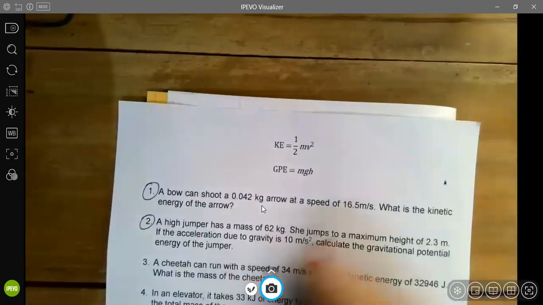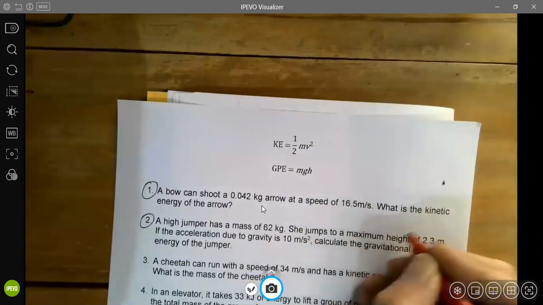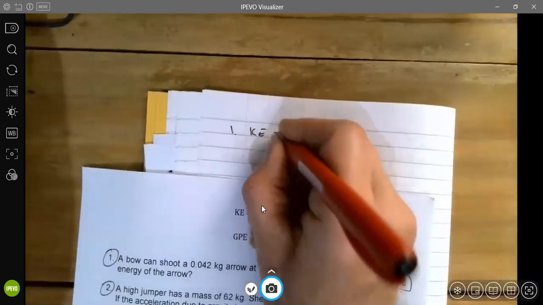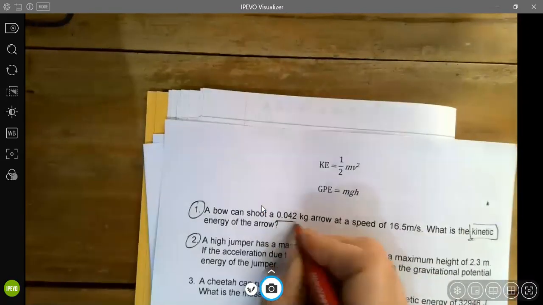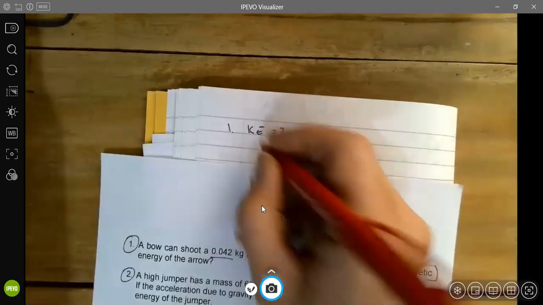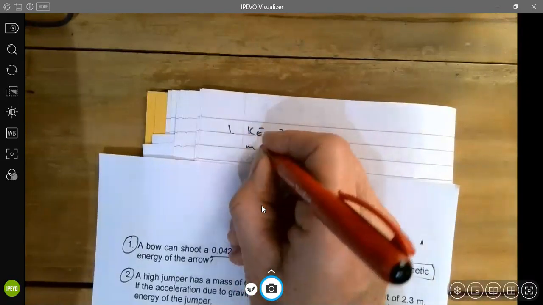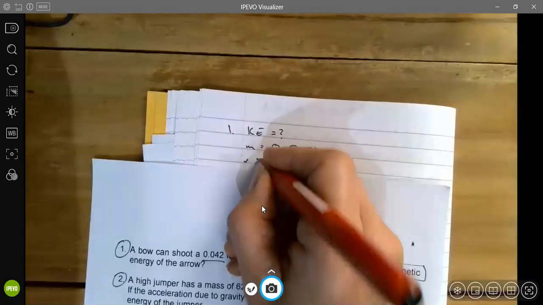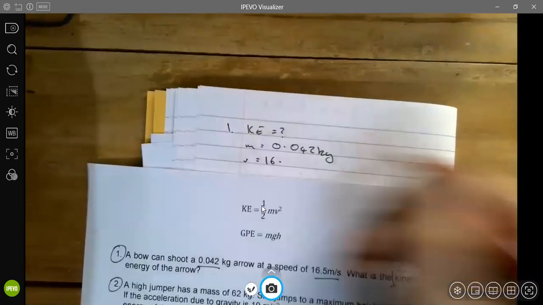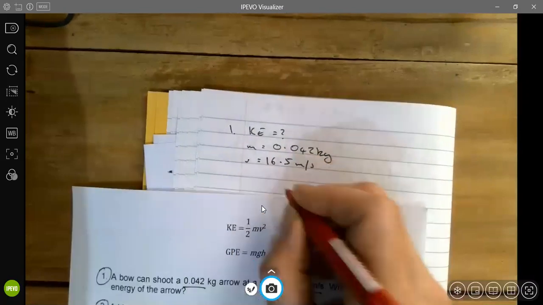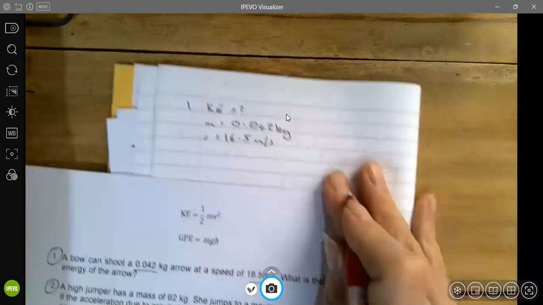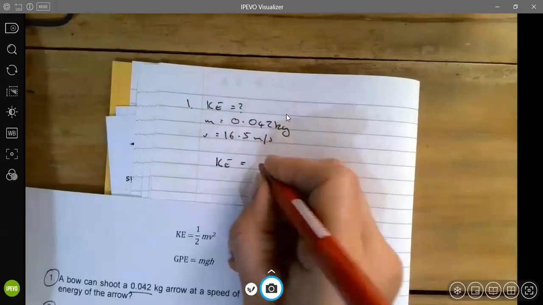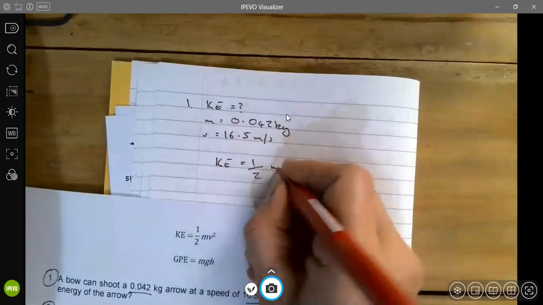Number one: a bow can shoot a 0.042 kilogram arrow at a speed of 16.5 meters per second. What is the kinetic energy? So I'm finding kinetic energy. I don't know that, but I do know I've got a mass and a speed. My mass is equal to 0.042 kilograms, and the speed or velocity is 16.5 meters per second. The formula is kinetic energy is equal to half mass times velocity squared.